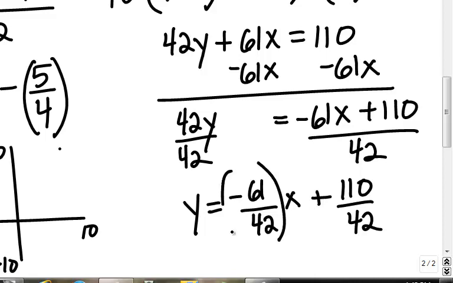Now if I ask you for an answer on the homework, yes, I want it reduced. Or on the test, yes, I want it reduced. But for what we're doing right now, okay?